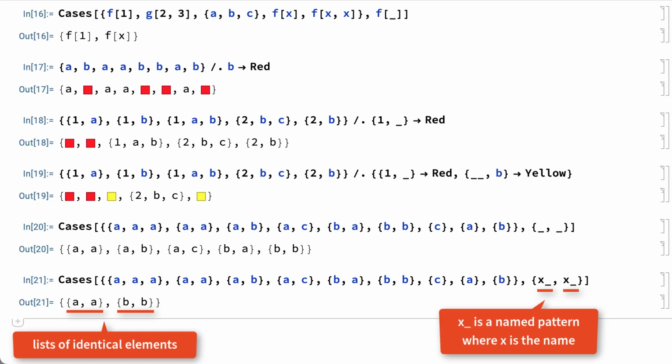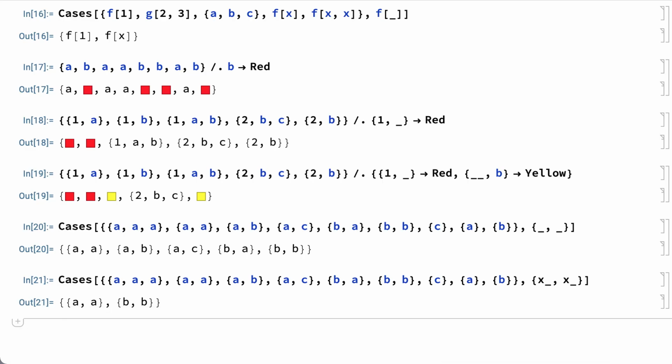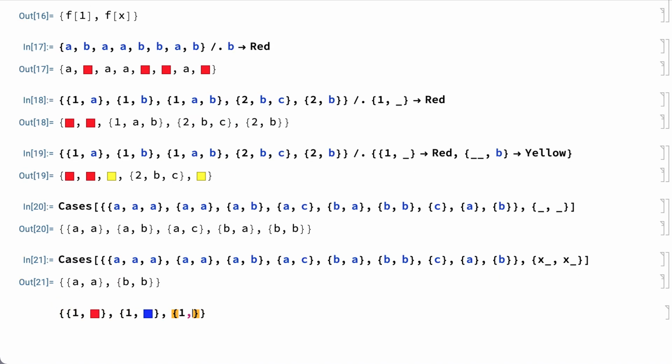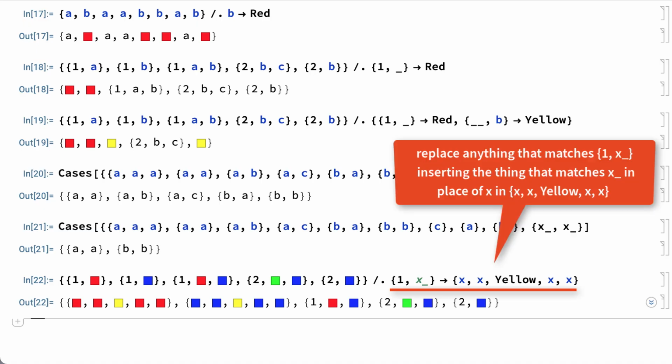Named patterns are especially important when making replacements, since they provide a way to use parts of the thing that is being replaced. For example, the replacement rule in this input replaces lists consisting of a 1 followed by a second element with new lists that contain that second element. When X blank appears on the left-hand side of a rule, whatever X blank matches can be referred to as X on the right-hand side of the rule.